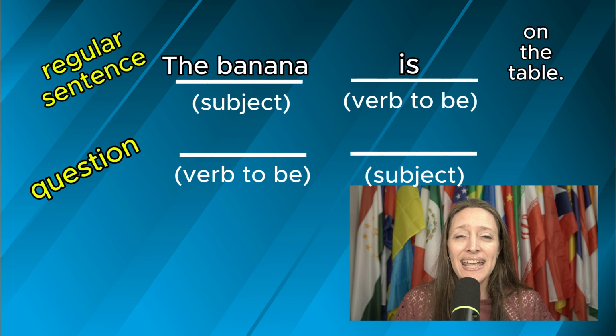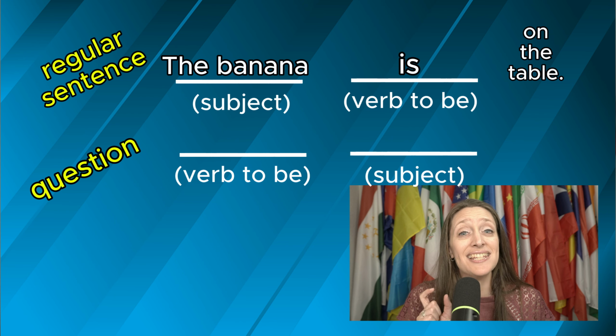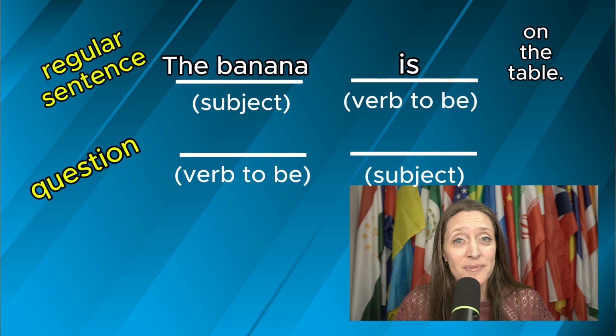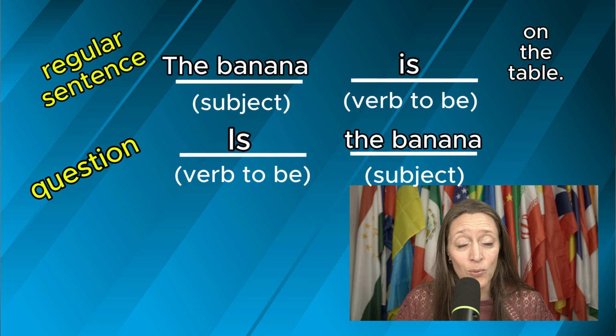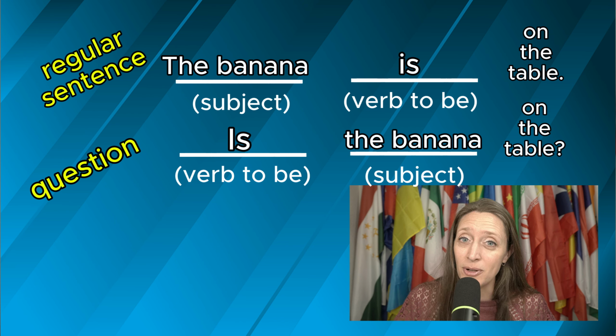The banana is on the table. Let's change the subject. The subject is the banana. Is the verb to be. Let's change the banana and is. Now we have a question. Is the banana on the table?